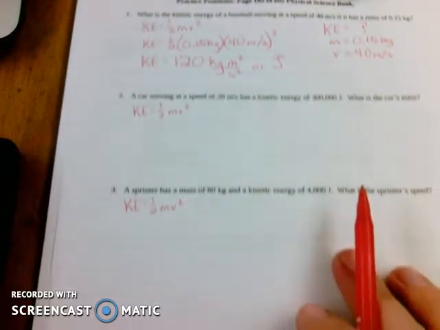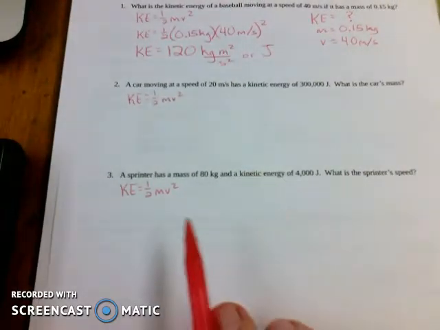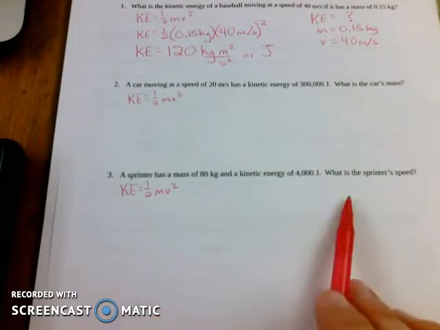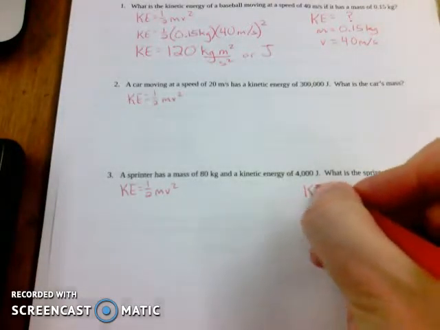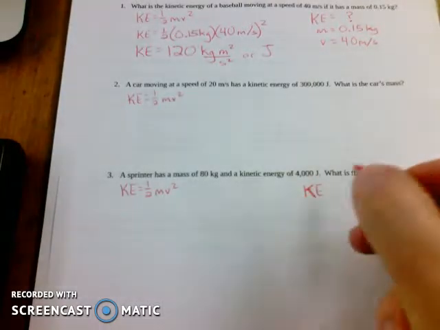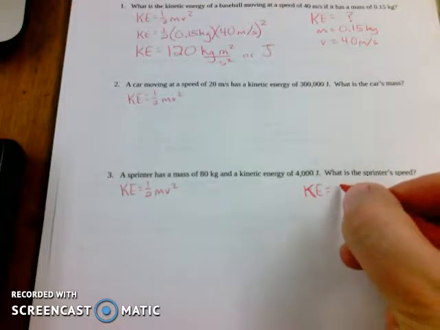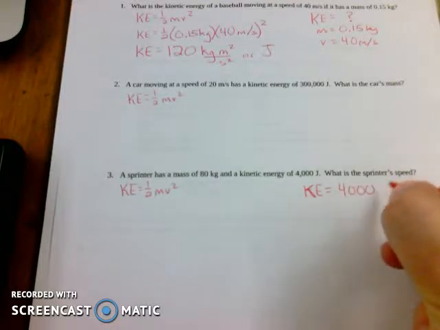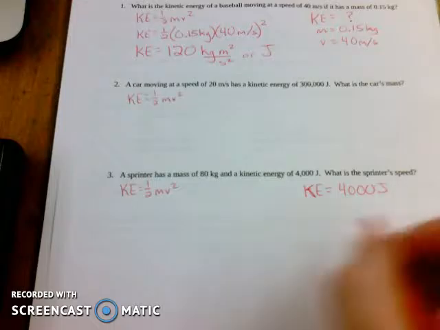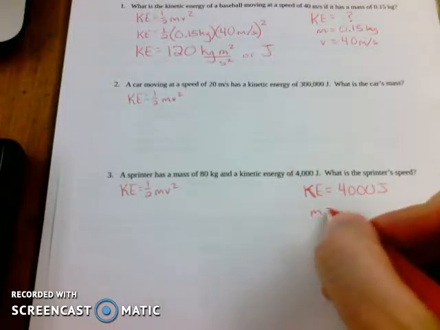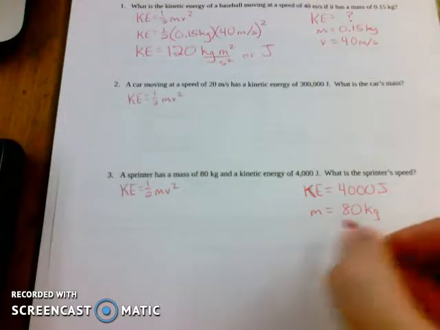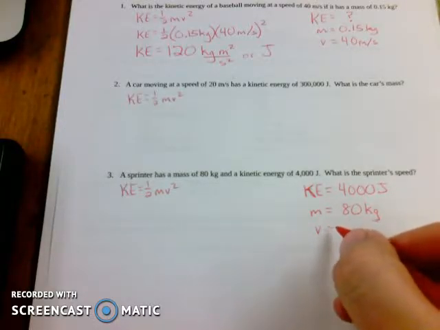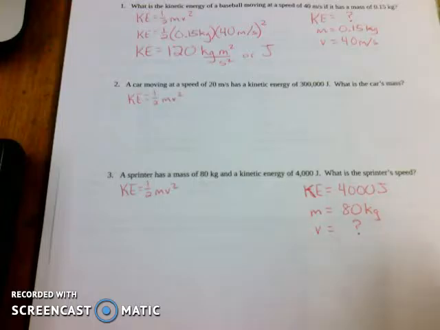All right, let's go down here and do number 3. You guys can figure number 2 out. Number 3 is a little harder because we have to solve in this case for speed, right? What do we know? We're going to write our data table. KE equals 4,000 joules. All right. My mass equals 80 kilograms. And my velocity equals question mark.